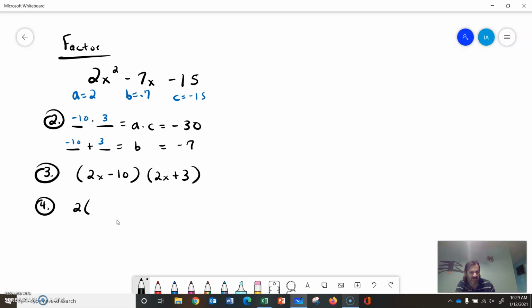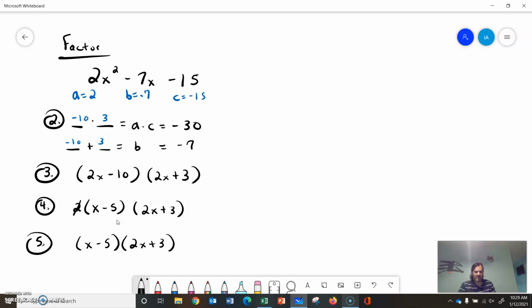We can factor it out of the first one. So we'll pull a 2 out of the first one, which will leave me x minus 5. Remember, I throw that 2 away. And on the second one, 2x plus 3, nothing comes out. And there was nothing from step 1 to put back with it, so it factors into x minus 5 times 2x plus 3. You could always FOIL or distribute this back together to make sure you get the original if you question it or need to check it.